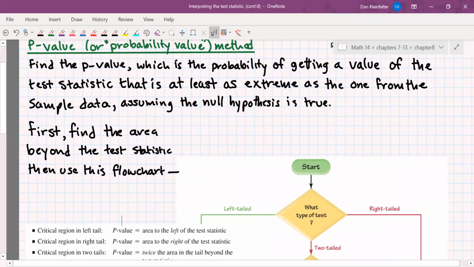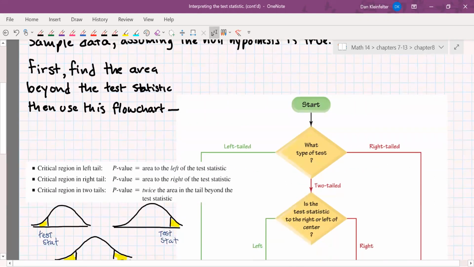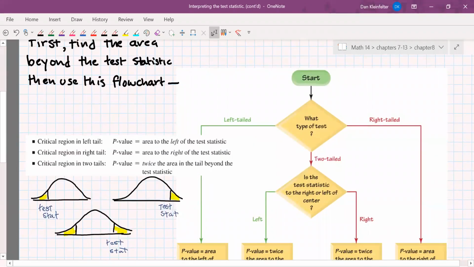So for this one, you will still draw a picture of the distribution, but instead of putting the cutoffs for the left, right, or two tails coming from the alpha, those will be from your test statistic. So you'll calculate the test statistic first, you'll put that onto the distribution, and then calculate the corresponding area. If it's a left-tailed test, the p-value is the area to the left of the test statistic.